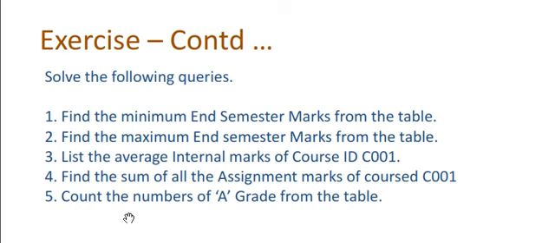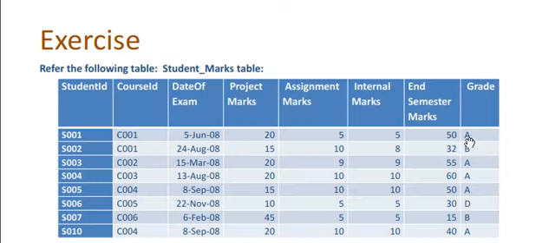The last one is to count the number of A grades from the table. I want to count only A grade students. There are all different grades here: A, B, C, D, etc. Now I want to pick up only A grade. My condition is where grade is equal to A. Only these records will be filtered.